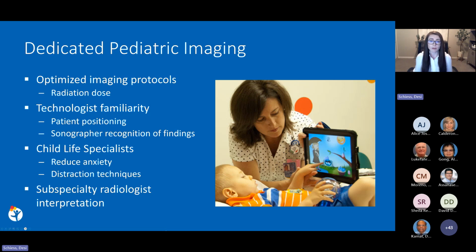This is even more critical in ultrasound because if the sonographer doesn't know what they're looking at, there's a good chance they won't get the images needed to make the diagnosis. Many pediatric centers have child life specialists who help reduce patient anxiety using distraction techniques, as shown here. Patients imaged at a pediatric center will typically receive subspecialty interpretation by pediatric trained and certified radiologists. This is critical because children are not just little adults.